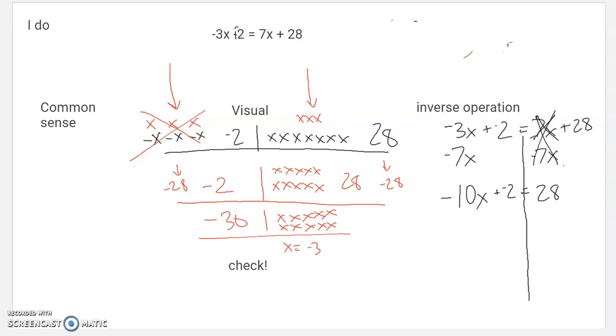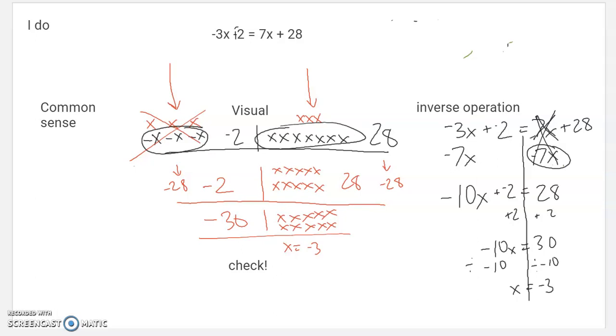It doesn't matter which side you deal with your x's on. Now from here, I would add 2 and get negative 10x equals 30. I would divide by negative 10, and I would get the same thing. I would still get x equals negative 3. So it doesn't matter which of these you choose to deal with. That's what I was about to say over here. If instead of adding 3 x's on both sides, I'd added 7 opposite x's like I did this, I still would have gotten the same thing. So it doesn't matter if you choose to get rid of those or you choose to get rid of those. As long as you get all your x's to one side, you'll be okay.